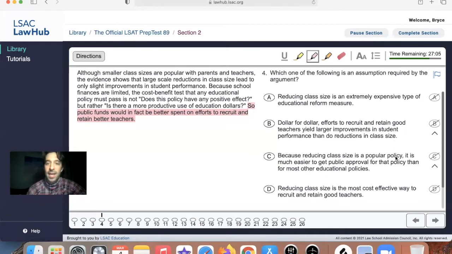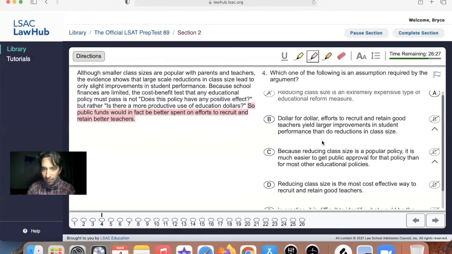A. Reducing class size is an extremely expensive type of educational reform measure. Okay, I'll tell you right now, boom, it hits you right off the bat with a trap answer, because this could be a premise that would strengthen the fact that reducing class size isn't that great. But is it necessary for the argument that public funds should be spent on efforts to recruit and retain better teachers? Is it necessary for that argument? It's not. Let's cross it out.